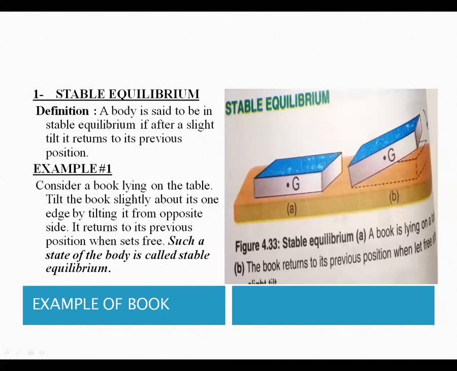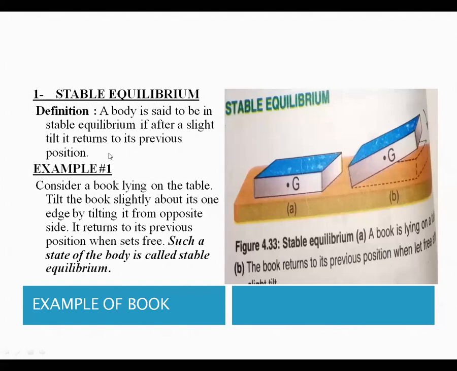A body is said to be in stable equilibrium if after a slight tilt it returns to its previous position. This is what I'm doing: I'm giving a slight tilt to this book, lifting it a little bit. What will happen if I release it? The book will come back to this state again. First, the book was lying on the table, right? Then I lift it up, and if I release it, the book will come to this position again. So if the body comes to its original position again, this state of equilibrium is called stable equilibrium.